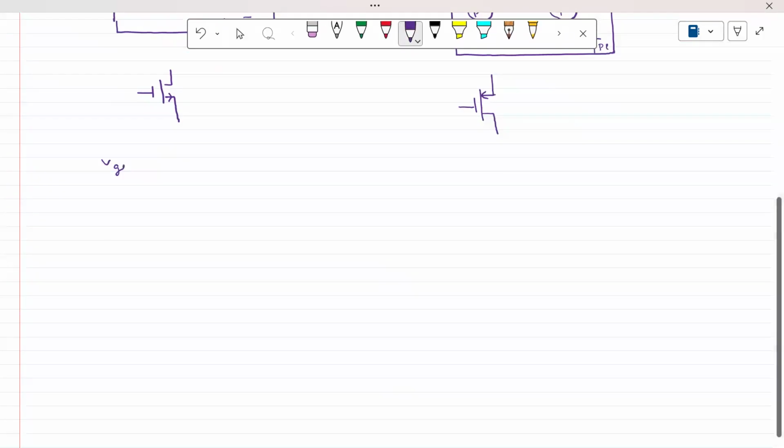When gate to source voltage is less than the threshold voltage of a transistor, it is actually an NMOS transistor. Since it is NMOS, I'm going to write VTN, which stands for the threshold voltage of an NMOS transistor. So what we concluded is the transistor is said to be off. There is not enough potential between the gate and source to convert the substrate near the silicon dioxide into an inversion layer.